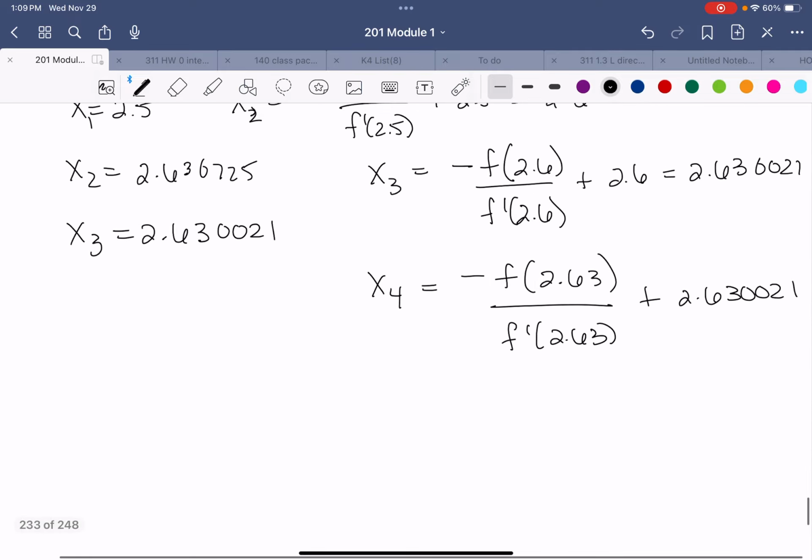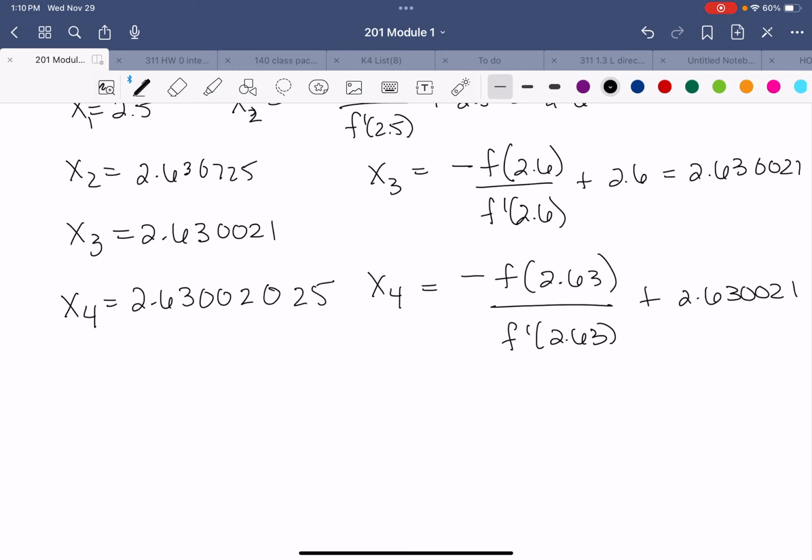My x4 is 2.63002025. Now we can see that the first 5 digits match, and we've just got to get that last digit going. So let's do it one more time. Store alpha A, second enter, get your function, and now we've got this. x5 is 2.63002025. And now you can see that none of these digits are changing: 1, 2, 3, 4, 5, 6. None of those digits are changing. Even this digit hasn't changed, and this digit hasn't changed either.